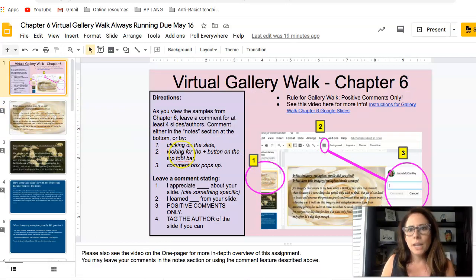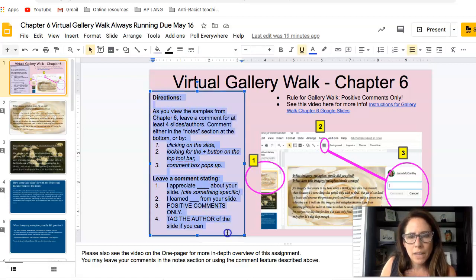So this virtual gallery walk, I actually gave students the directions over video, and they watched a little video on Sunday night when I assigned work, and then they had the whole week to work on this. Work was due on Saturday. And then I also had the directions here on the left.